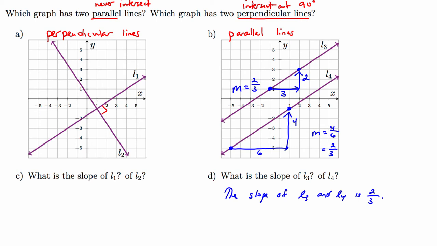Well, to be parallel, to not get closer or farther apart at any point along the line, the slopes of parallel lines must be the same. So parallel lines must have the same slope.